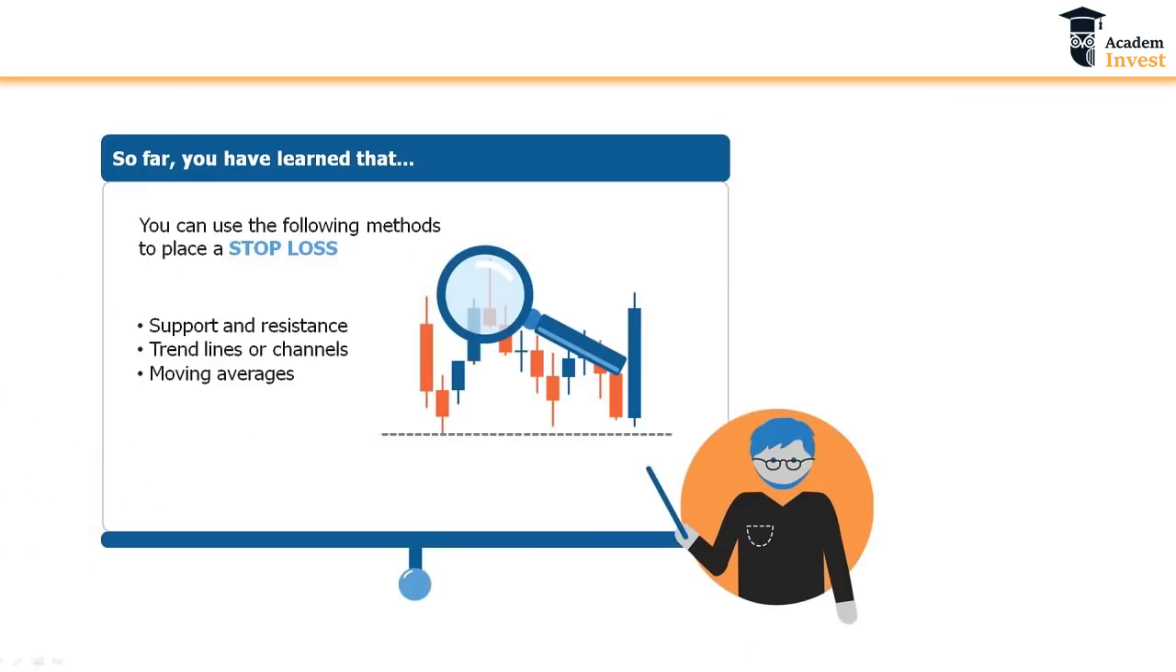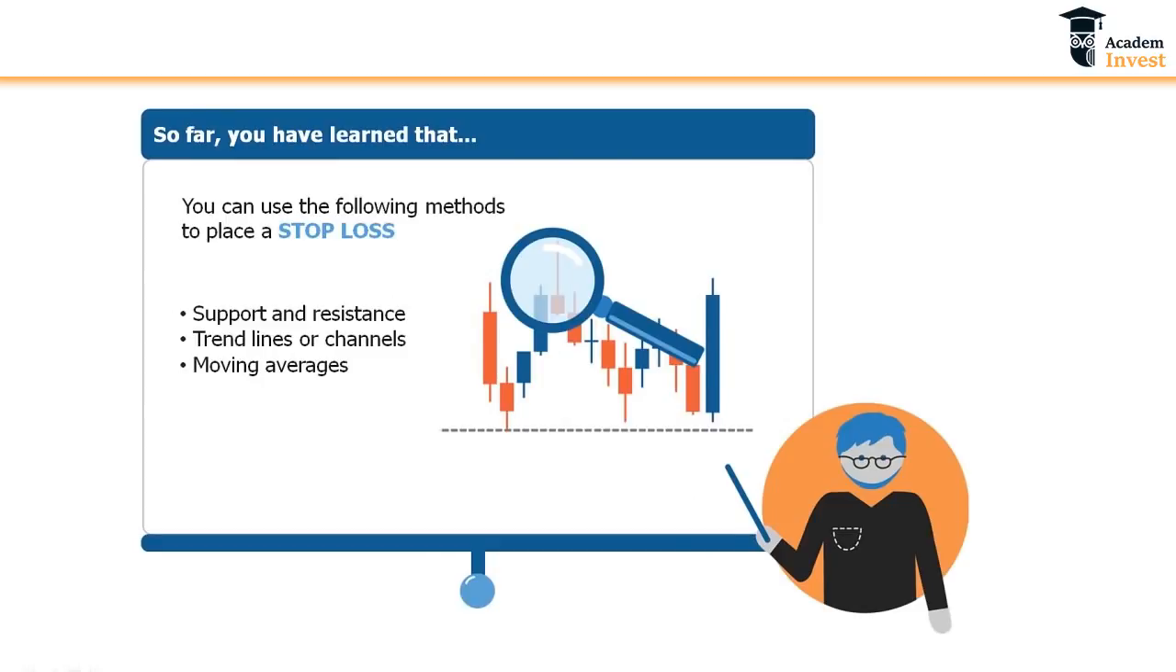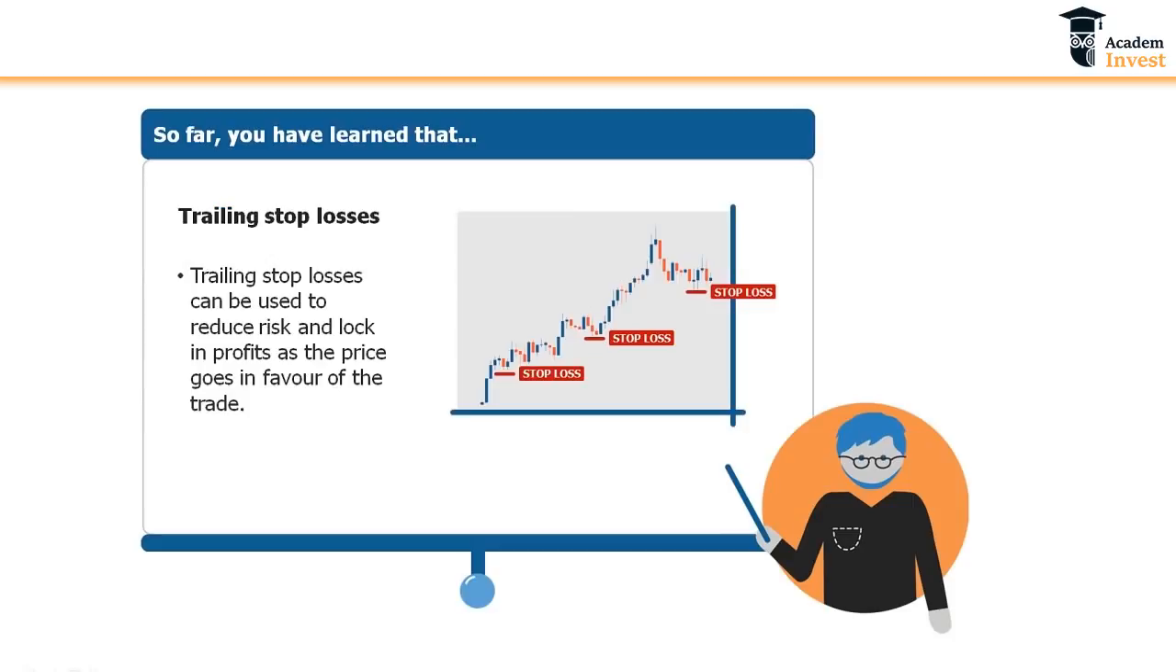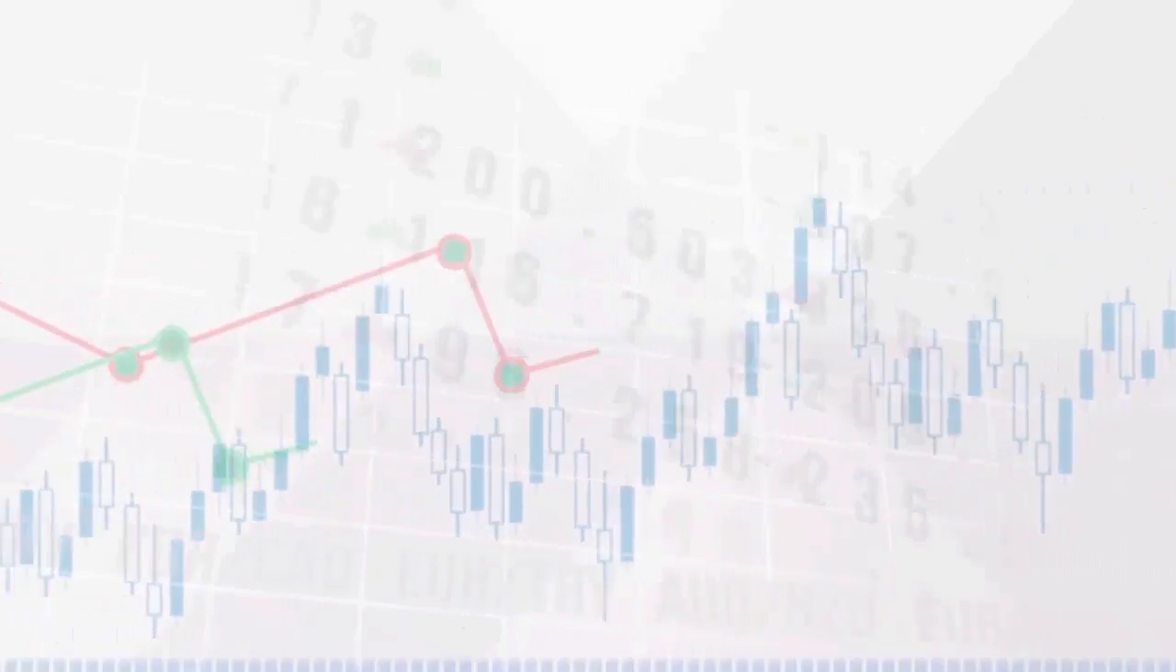So far, you have learned that support and resistance, trend lines, channels and moving averages are common ways to place stop losses because of their accuracy. Time-based stop losses depend on how long the trader will hold the position. You may want to use a time-based stop loss in order to find more profitable trades elsewhere if the price is not moving significantly in any direction. Furthermore, you learned that trailing stop losses can be used to reduce risk and lock in profits as the price goes in favor of the trade.